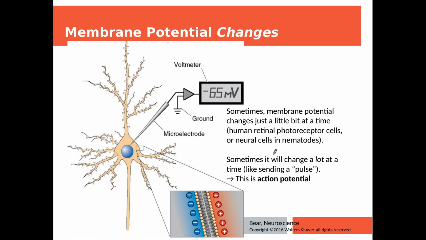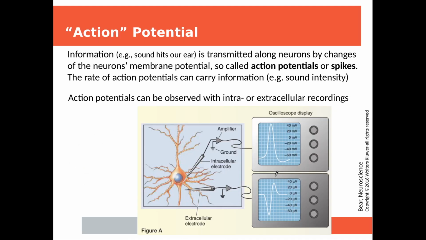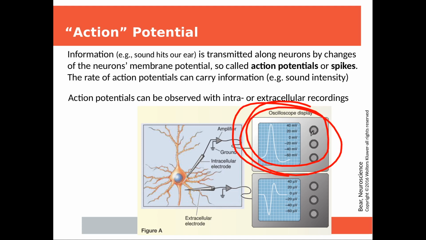However, in a lot of brain cells or other neural system cells, it changes a lot at a time by sending a pulse. It's called an action potential or a spike. It's called a spike because, of course, if you look at the membrane potential intracellular, inside the cell, it will look like a spike in the voltage.